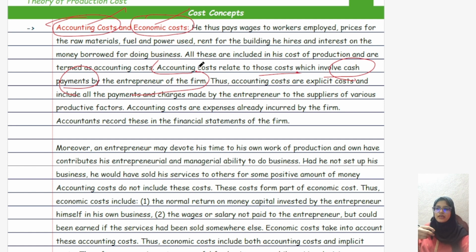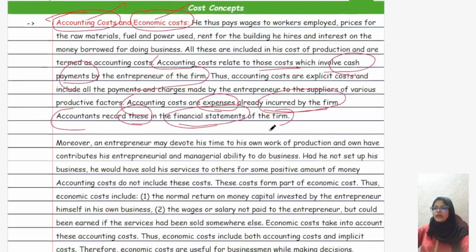Like you have expenses, right? All those expenses can be recorded. You have like paid wages. You have paid electricity bill. That is your accounting cost. Accounting costs are the expenses already incurred by the firm. Accountants record these in the financial statements of the firm.